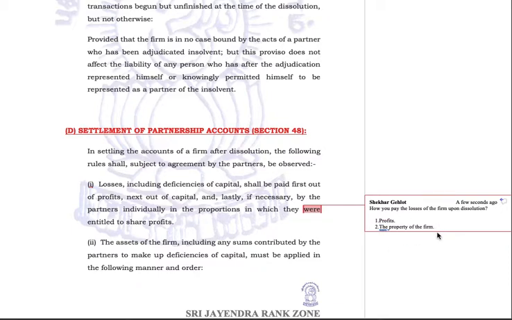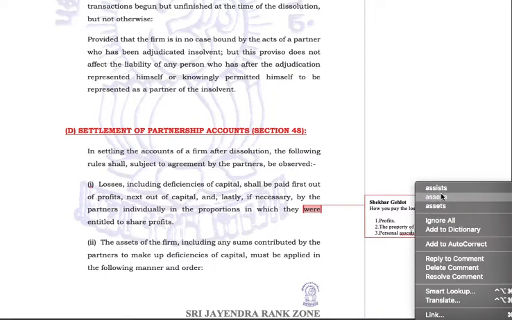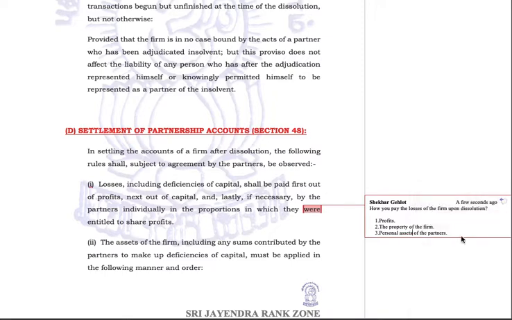Now you have sold the property of the firm, and still your losses are not paid. Then the personal assets of the partners. Then you will sell the personal assets of the partners, and if all the partners have become insolvent in repaying the loss, and still the loss is not repaid, then that loss will be written off. Nobody is liable to pay that. So this is the order in which loss has to be paid. First of all, loss will be deducted from the profits, then the property of the firm, and then the personal assets of the partners.